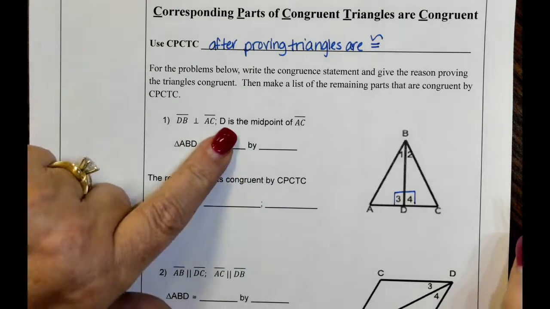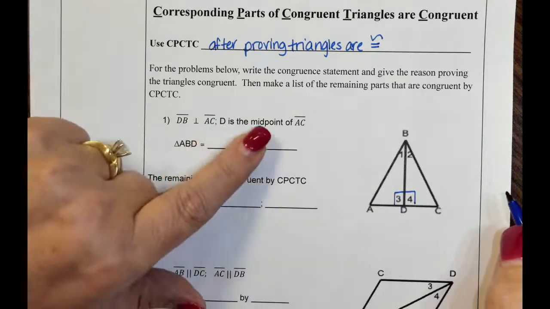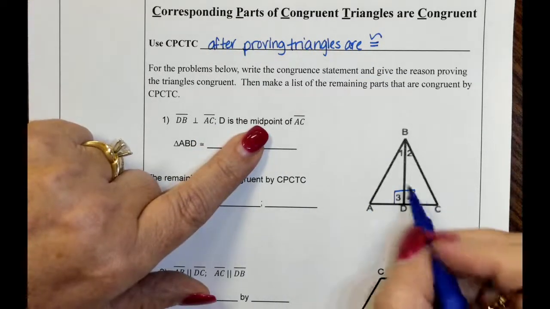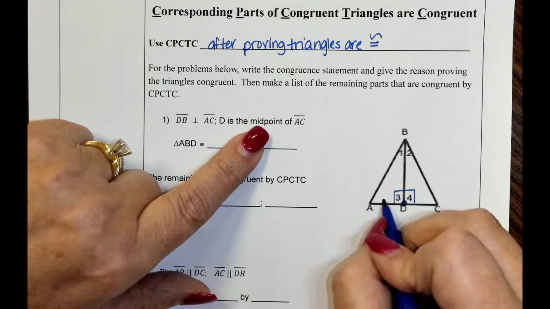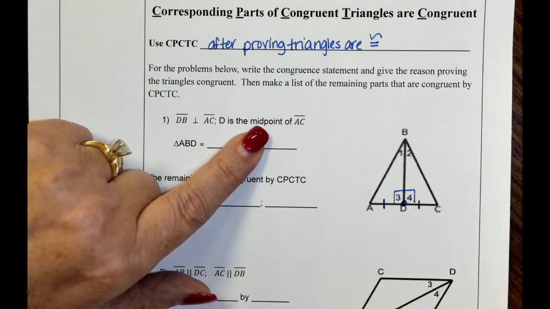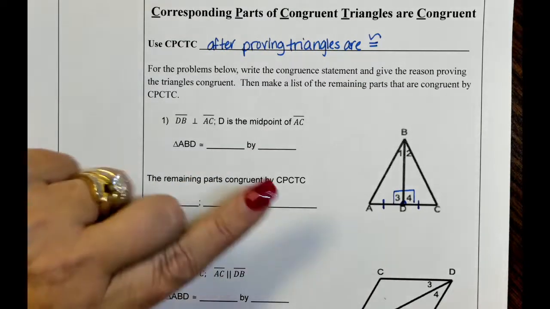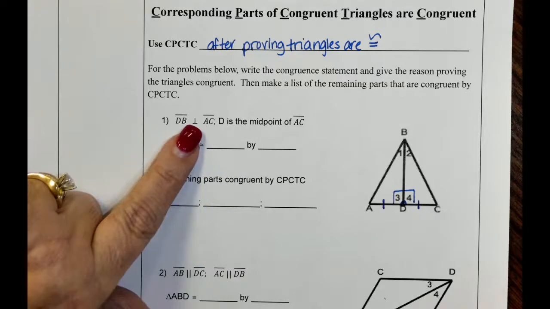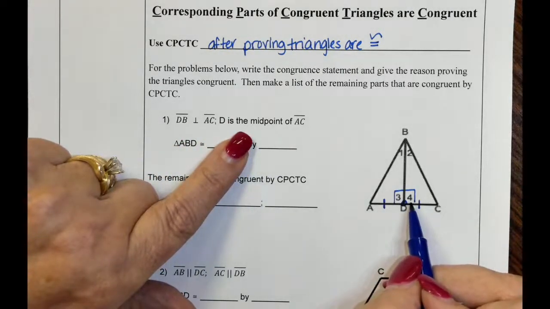Then D is the midpoint of AC. So D is a point, and it is the middle point of AC, which means that AD is congruent to DC. All right, so we keep looking. We've used everything in our given. We've got our right angles, and so now we've got congruent angles because right angles are all congruent.